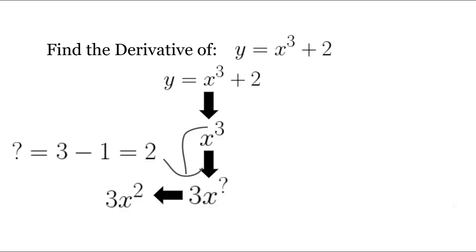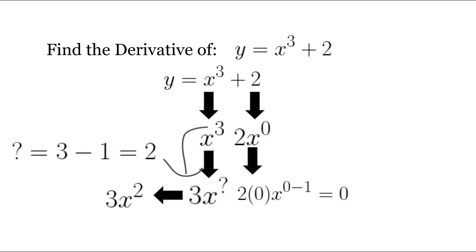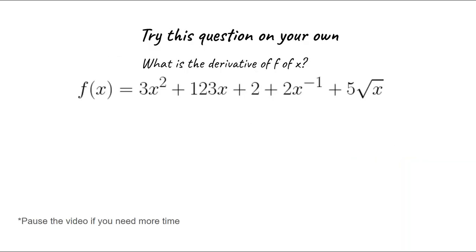And then for the next term, which is 2, we don't see x there, but x is to the power of 0. And when bringing it down, 0 multiplied by anything just makes it 0. Thus, we can conclude that any constant like 2, 3, 4, 5, 6, 2 million will always be 0 when you're finding the derivative of it. Now it's your turn. Try to find the derivative of this function. Pause the video if you need more time.